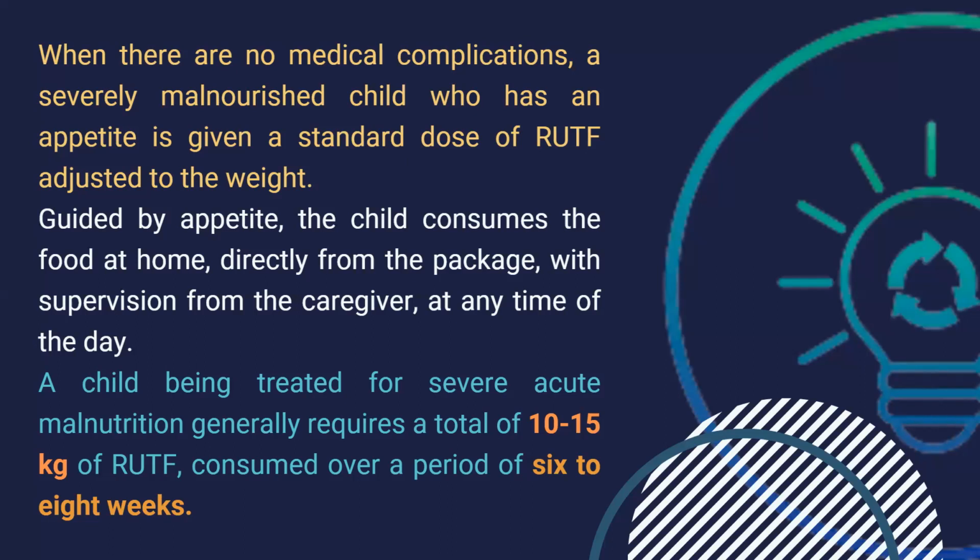Guided by appetite, the child consumes the food at home directly from the package with the supervision from the caregiver at any time of the day. A child being treated for severe acute malnutrition generally requires a total of 10 to 15 kg of ready-to-use therapeutic food consumed over a period of 6 to 8 weeks.